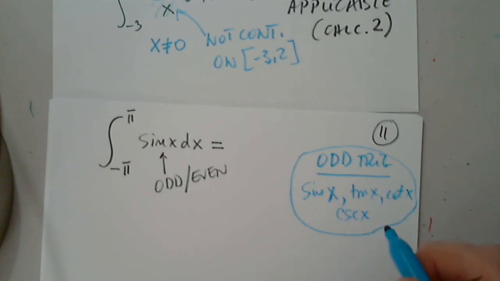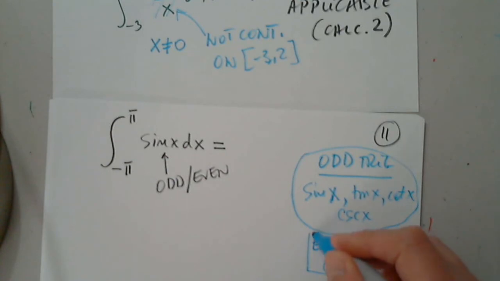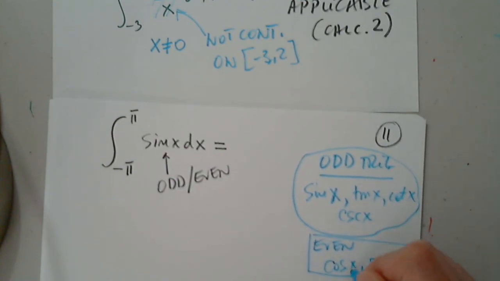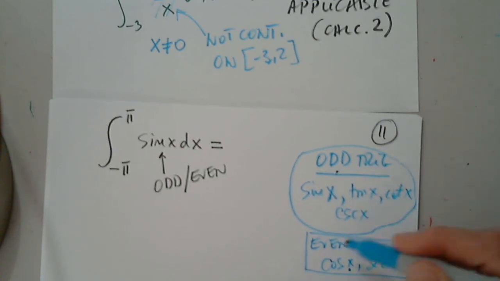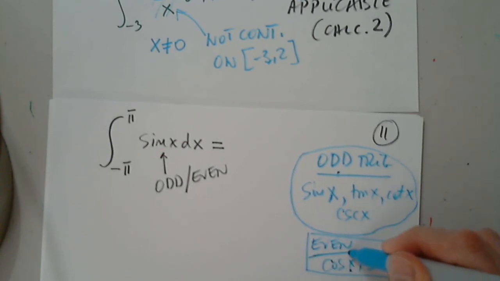Anything that only has cosine in it is even. And there are only two: cosine x and secant x. These are the only two even functions because they only have cosine in them. Any trig function that has sine is odd, and there are only two even functions, the ones with cosine.